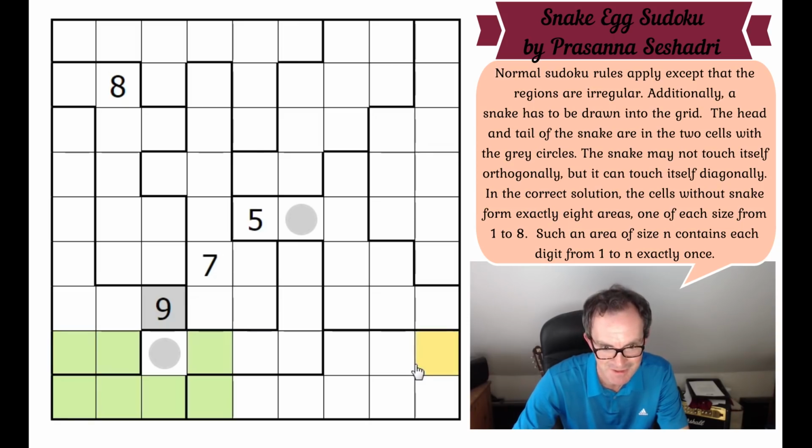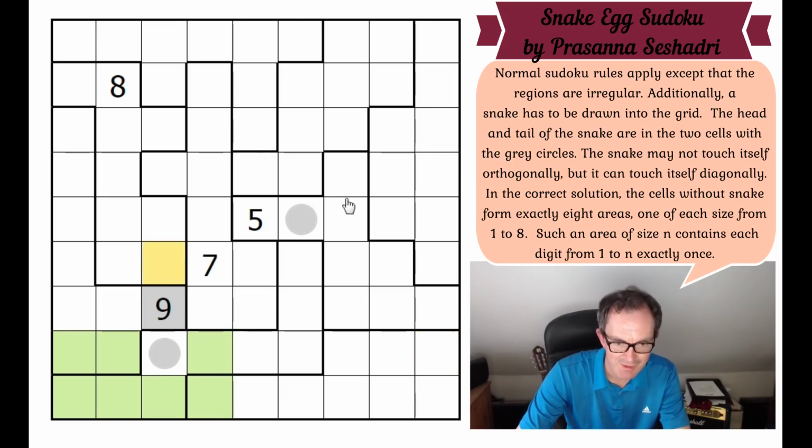Not allowed. And all of a sudden we've got quite a large green area here. This is already of size 7. Now we can do our first bit of cool logic. Look. This cell, can this be snake? And the answer is no.